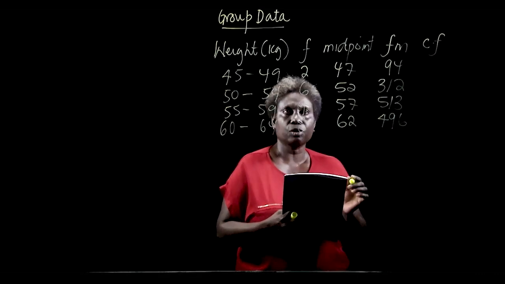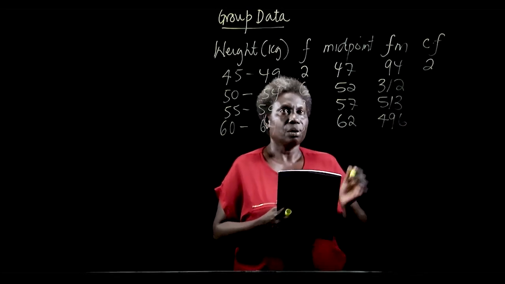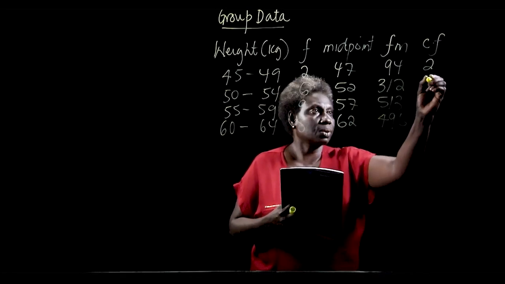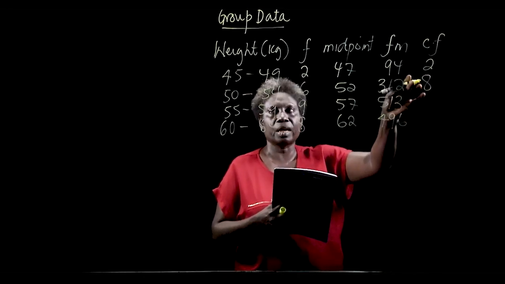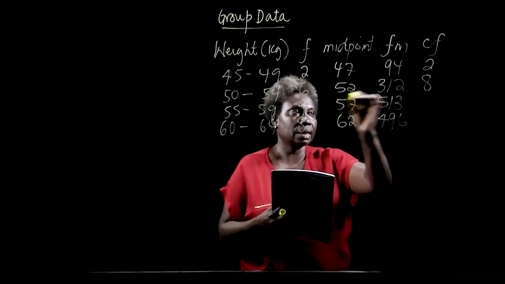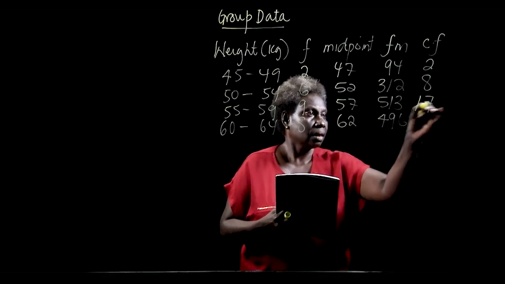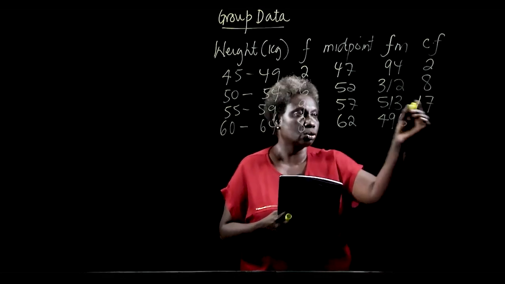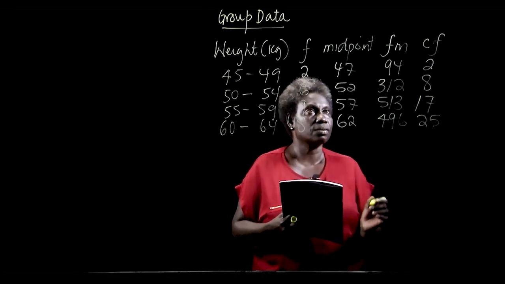Then we create the cumulative frequency column. That gives us the running total of all the frequencies. So we start with 2. Then we add 6. That gives us 8. So now we know that there are 8 students who weigh 45 to 54 kilograms. Then we add 9 to 8. That gives us 17. And then finally we add 8 to 17, and that gives us 25.